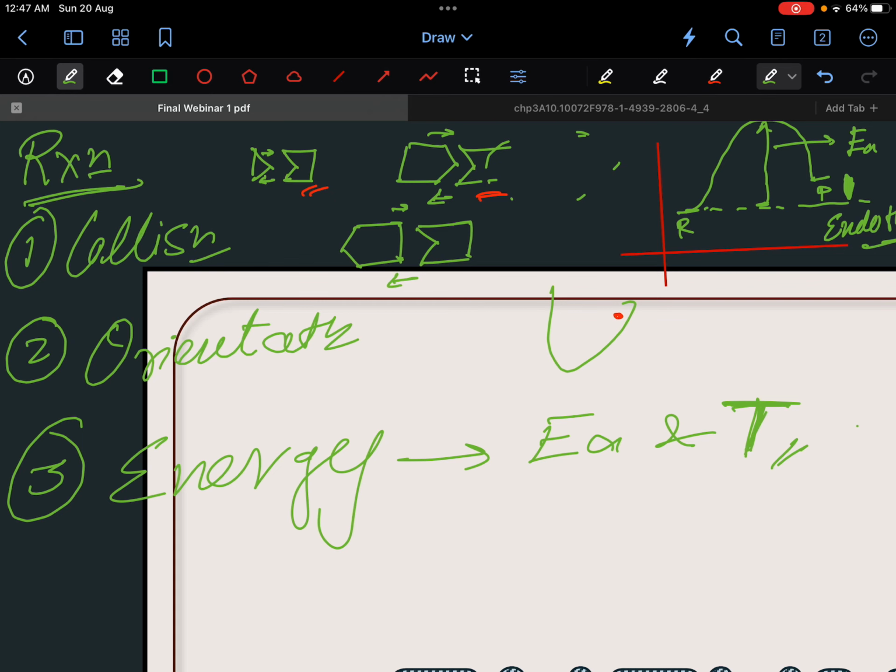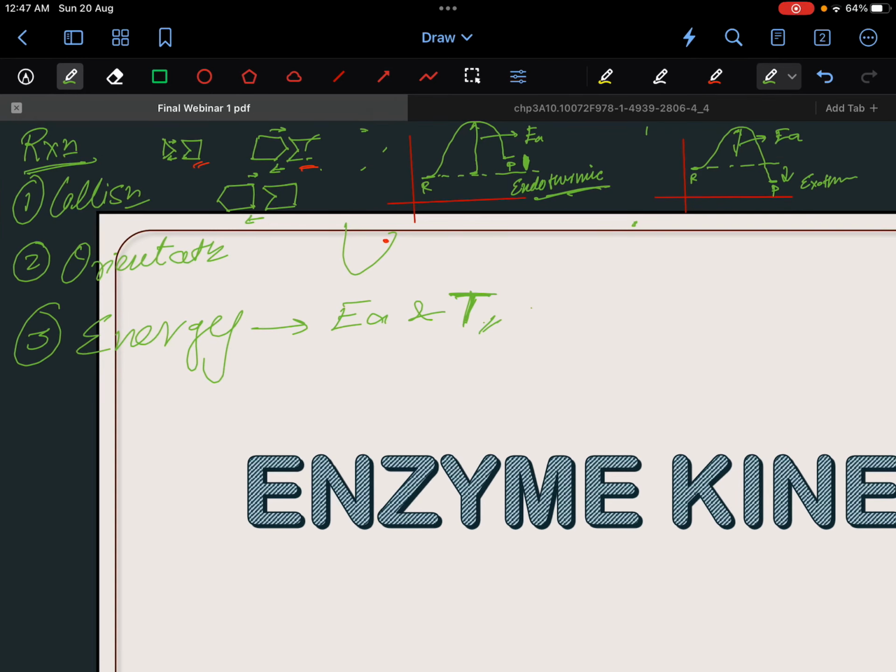Activation energy and the temperature. These are the three parameters for any reaction to happen. Arrhenius came up with a formula showing that the rate constant is dependent on all these parameters. Z is the collision parameter, and P is the orientation parameter.